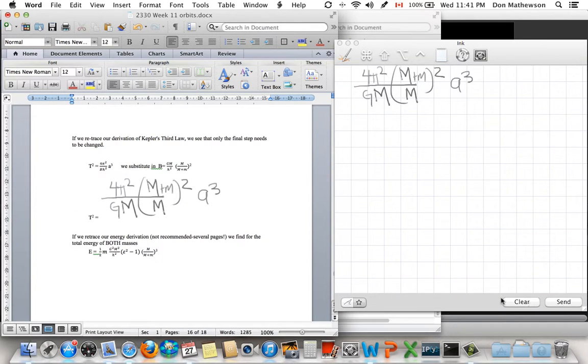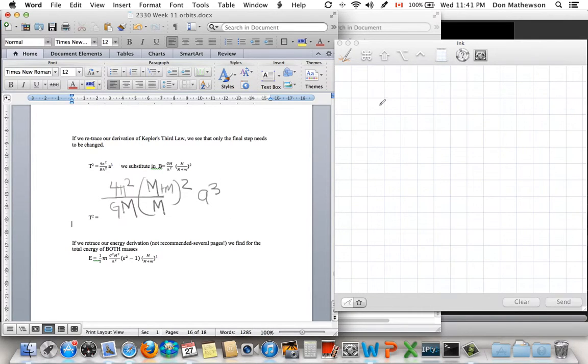Again, because big M is so very much bigger than little m in the case of the Earth, really there's just a very tiny effect on the period. Okay, little a continues as it was to be related to the length of the semi-major axis, but here, of course, we're now dealing in center of mass coordinates.